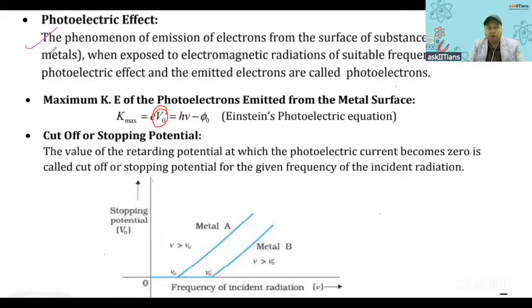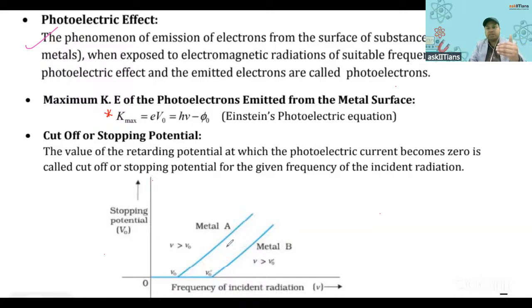So this is the important equation which you will be needing in your exam. So K max is equal to eV naught is equal to h nu minus phi naught. This equation is known as Einstein's photoelectric equation. Very important, right? This is the whole crux of the photoelectric effect.